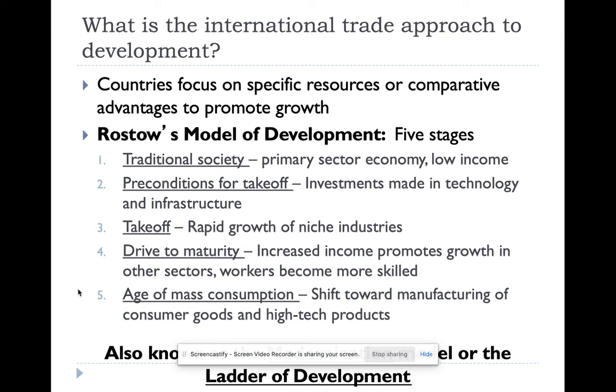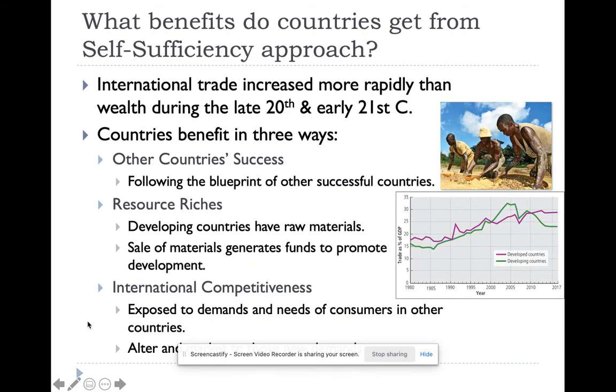The shift is towards manufacturing of consumer goods and high tech products. Right. This has happened in Europe. This has happened in North America, and this has happened in Japan. And so the idea is that if it can happen there, this is kind of the blueprint for other countries doing the same thing. Right. The problem with that is that it doesn't necessarily mean that every country has the same benefits.